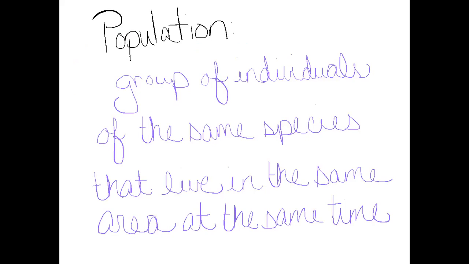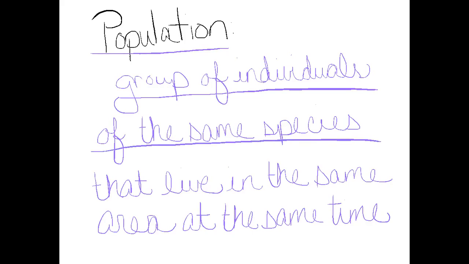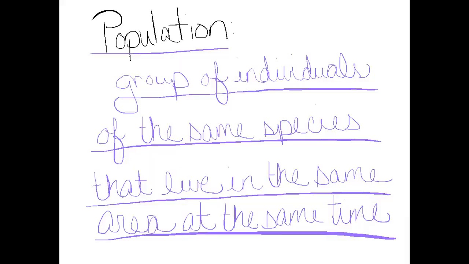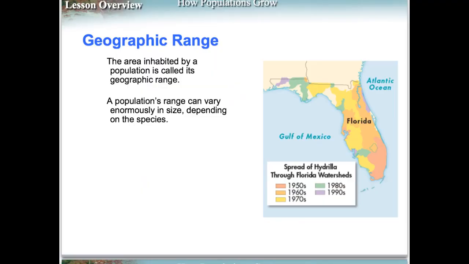We're going to learn what each of those are. Let's quickly define population. Remember that a population is a group of individuals of the same species that live in the same place at the same time. The geographic range is one of the ways to study populations. This is an area that is inhabited by the population. That's called its geographic range. A population's range can vary enormously in size depending on the species.